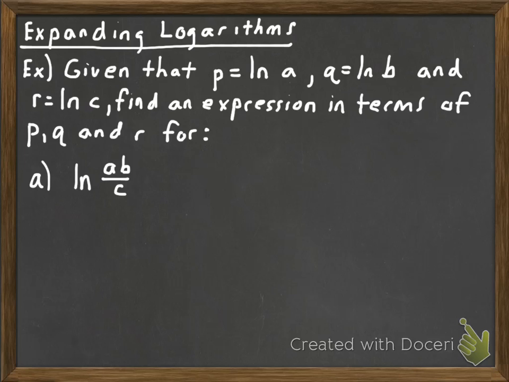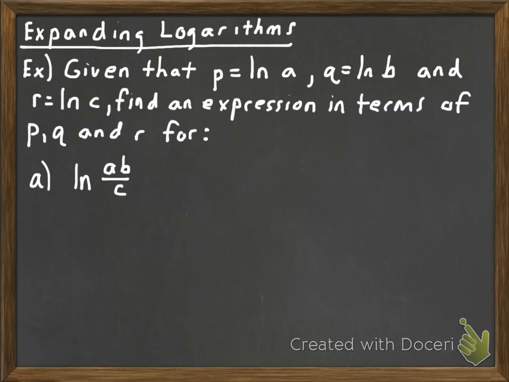Given that some value p equals the natural log of a, q equals the natural log of b, and r equals the natural log of c, I want you to find an expression in terms of p, q, and r for the natural log of ab over c. Now the basic goal I have for you here is for you to expand that expression so that we only have things that are either ln of a, ln of b, or ln of c.